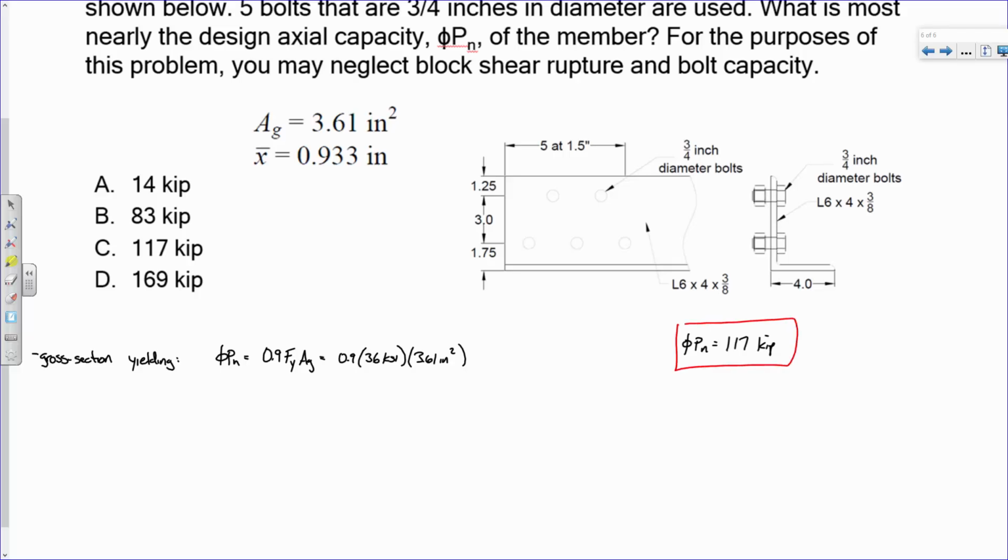Is that our, I mean, that's a choice. It very well could be our answer. It depends on what the VPN is for net section fracture. I have no idea what it is. We have to do the math. So let's look at net section fracture.